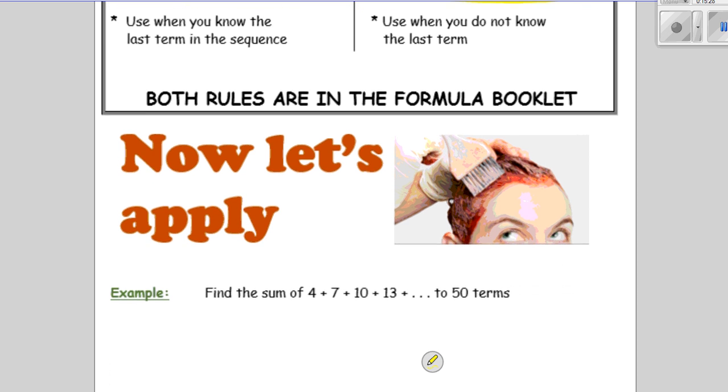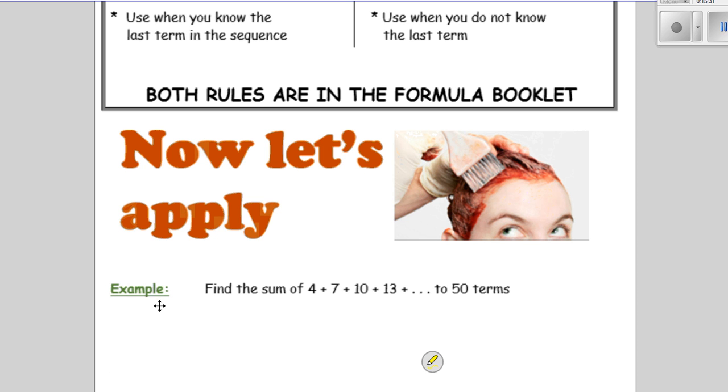Nice easy one. This is what you hope to get in your exam. Find the sum of this sequence if it was 50 terms. That's probably the best one you could get. Do we know the last term? No, we don't know the last term. So we're better off just using this one.